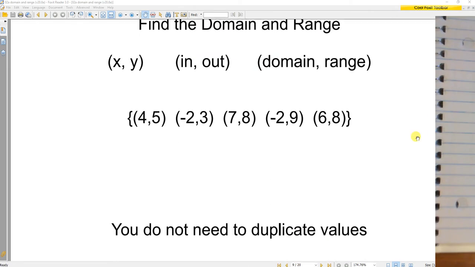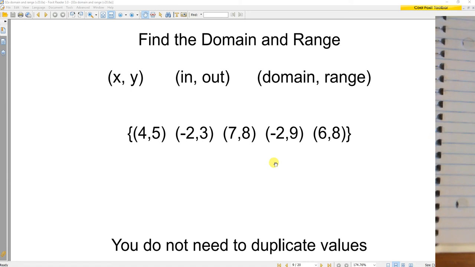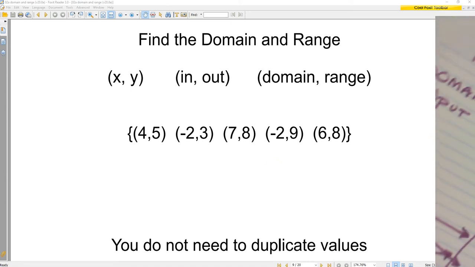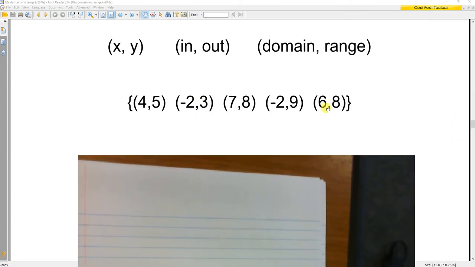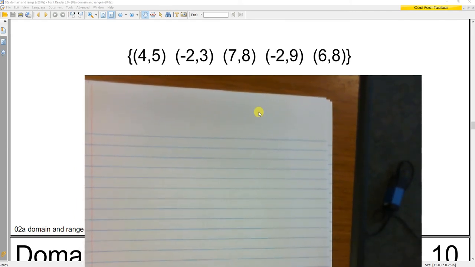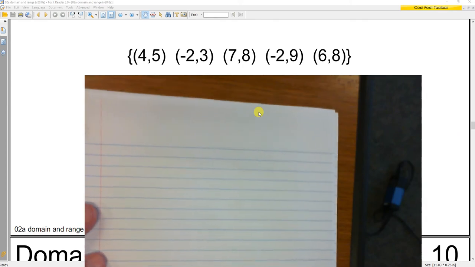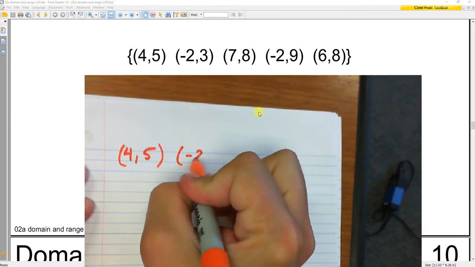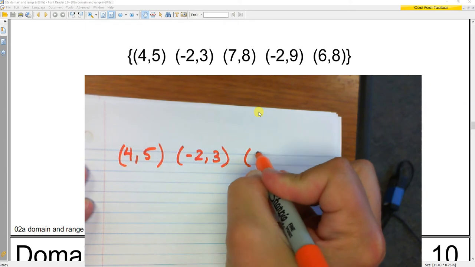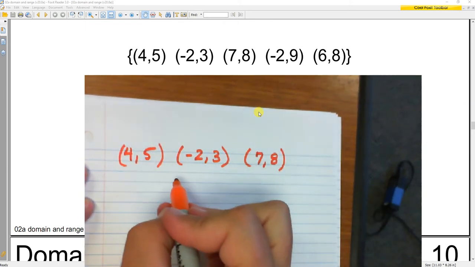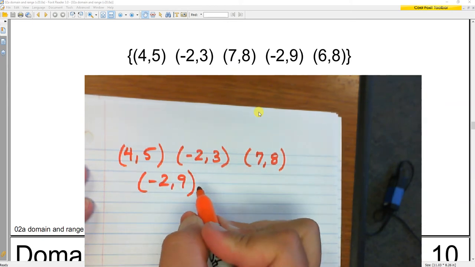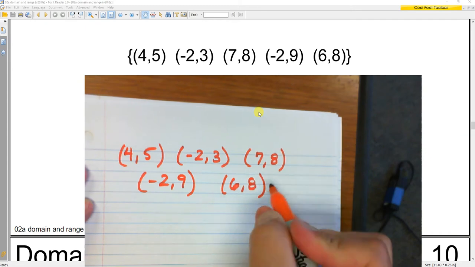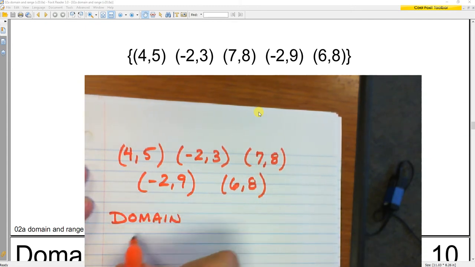So right here, let's find the domain and range of this. So we're going to write down those points in our notes. Get my notes ready. Right, so we have 4, 5, negative 2, 3, 7, 8, negative 2, 9, and 6, 8. We're going to find the domain and the range.